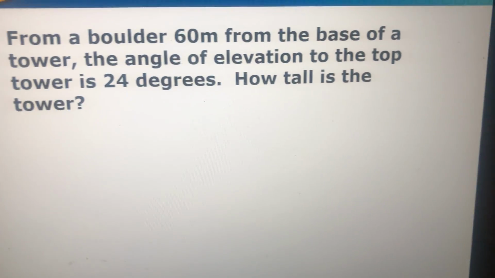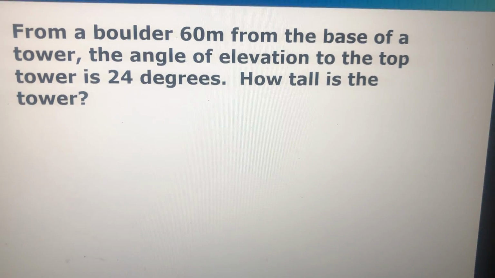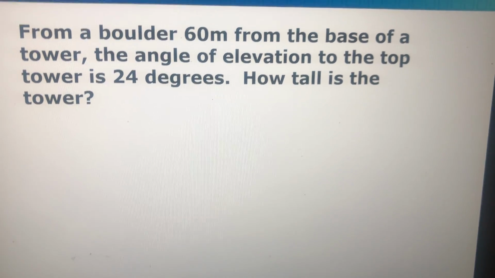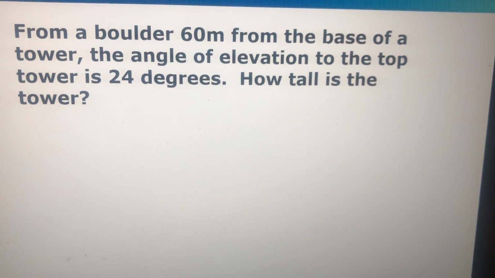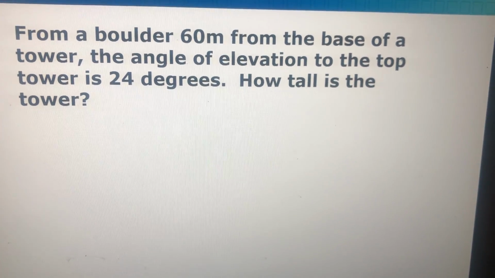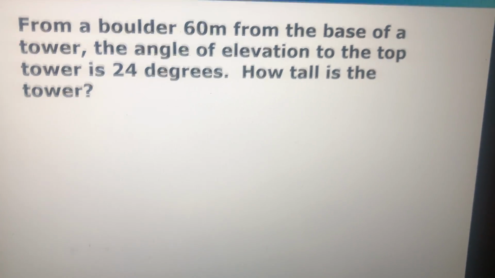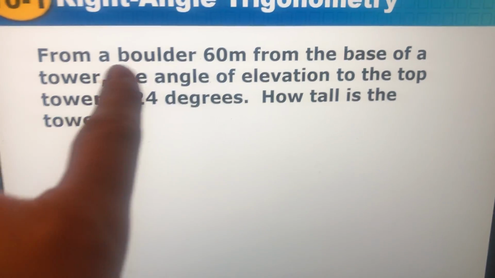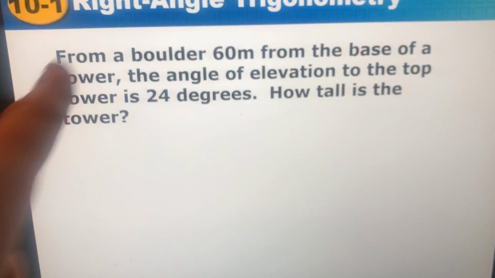So from a boulder 60 meters from the base of a tower, the angle of elevation to the top of the tower is 24 degrees. How tall is the tower? Okay, so from a boulder 60 meters from the base of a tower.